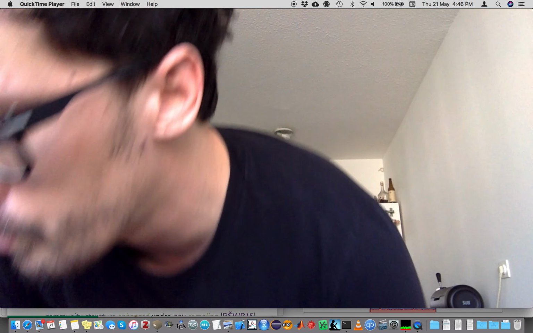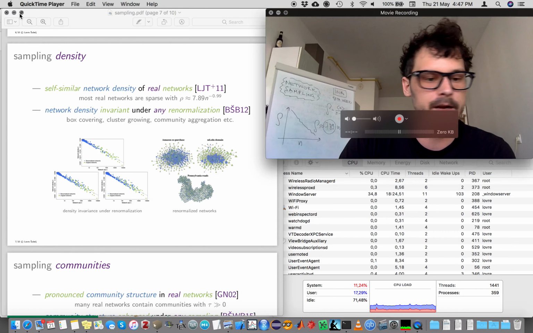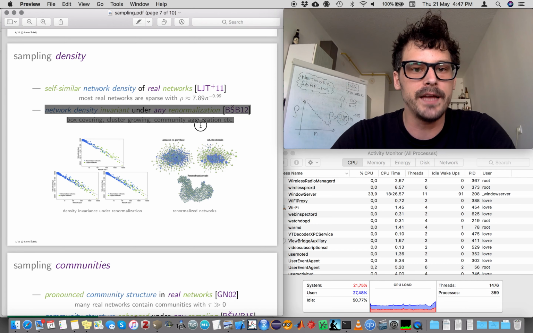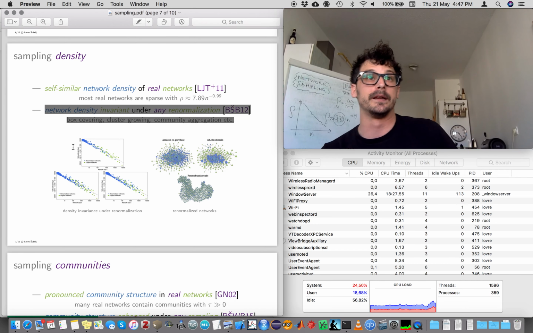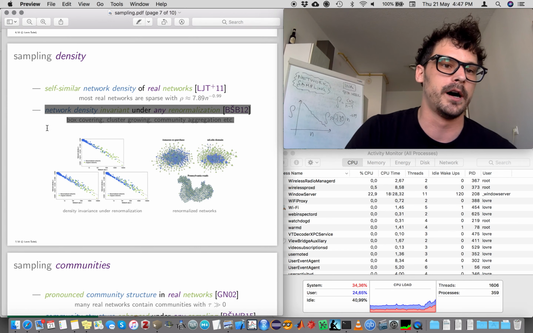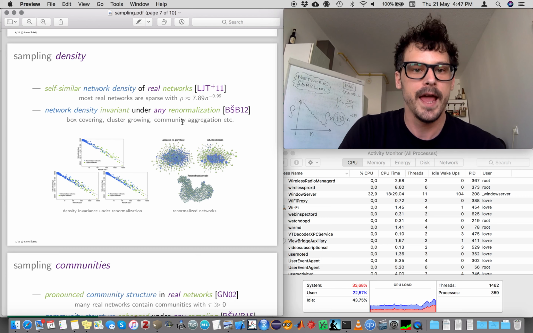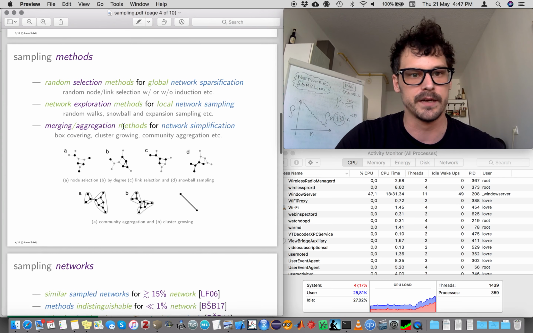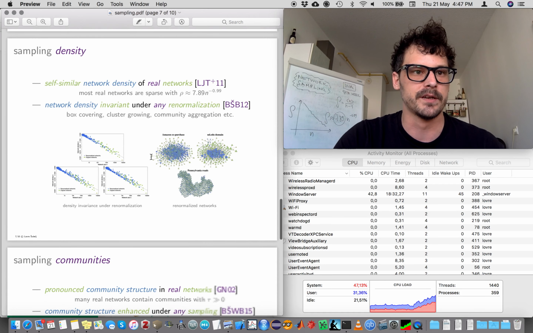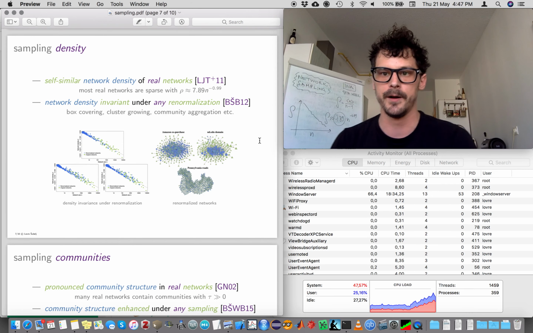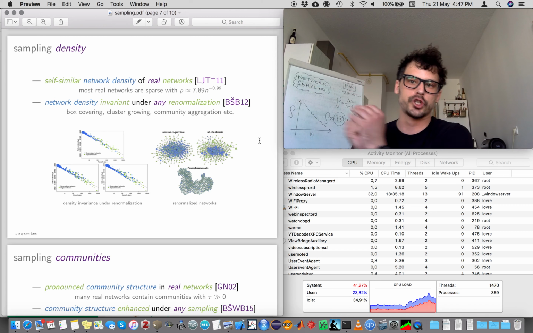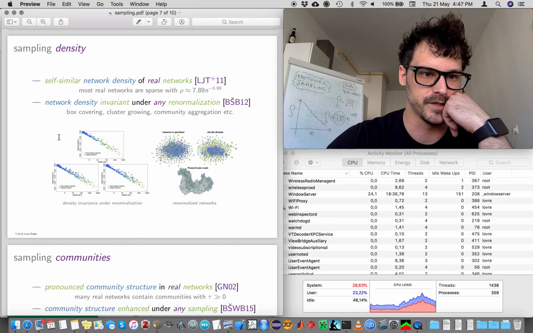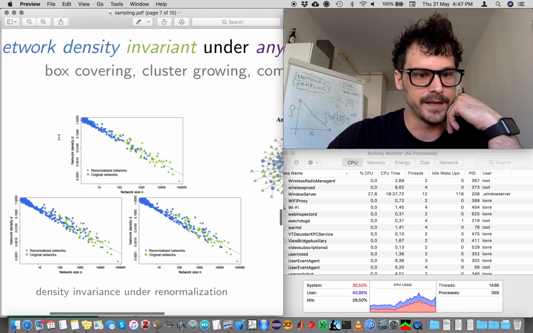Now, in our work 10 years ago, we went a bit further and tried different network renormalization techniques, like box covering, cluster growing, and also the approaches that we mentioned before, like aggregation or merging approaches. These are the approaches where you, for instance, detect the communities in a network and then merge all the nodes in a community into some supernode, get a smaller network, you repeat the process, and so on. So what are the results that we get?